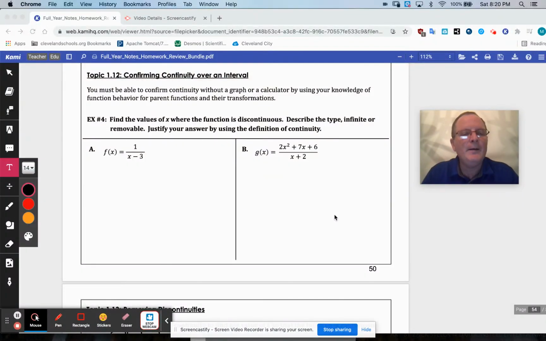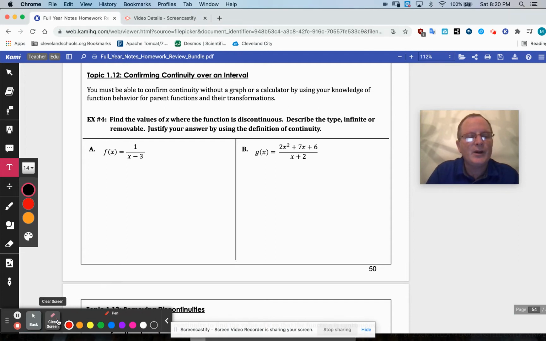Okay. So on example 4, it's asking you to find the x values where the function is discontinuous and describe the type, infinite or removable. Justify your answer using the definition of continuity, which is the three steps. Here's the thing: if any of those go wrong, you're good to say that it's not continuous.